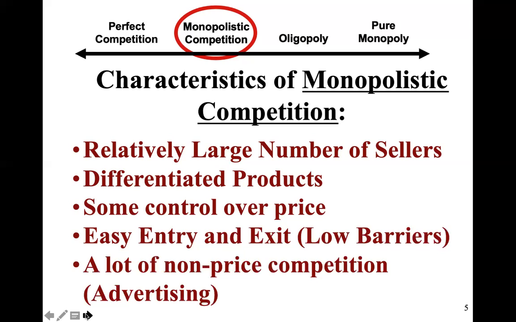There's a lot of non-price competition. So in order to prevent having to lower their price, monopolistically competitive firms are going to compete with their competitors in as many ways as possible without adjusting their price. And the most common example of that is advertising.